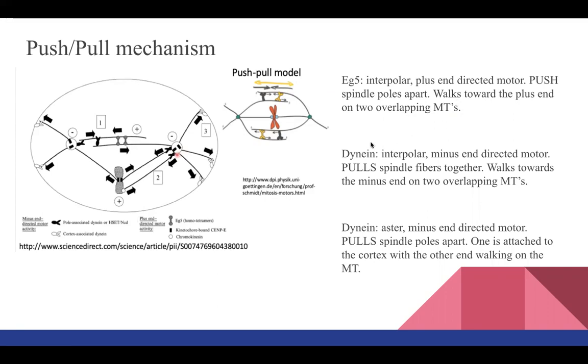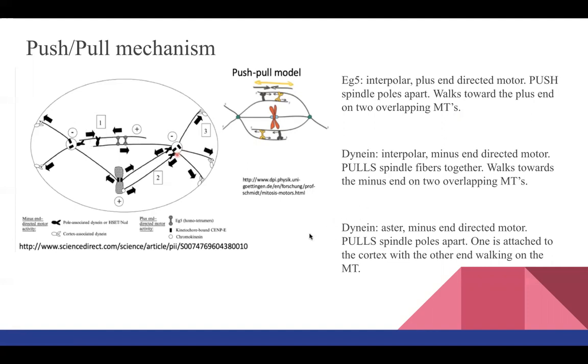So the second one is going to be your dynein, which is going to do something similar with the interpolar. It's a minus end directed instead, so it's walking the other way. And while it does that, it's going to pull the spindle fibers together instead. And so it walks towards the minus end of the two overlapping microtubules. So for that one, it's going to be this little black guy here. And you see a couple of them and how they instead work in the opposite direction by pulling the spindle fibers together. So these two fibers are getting pulled this way.